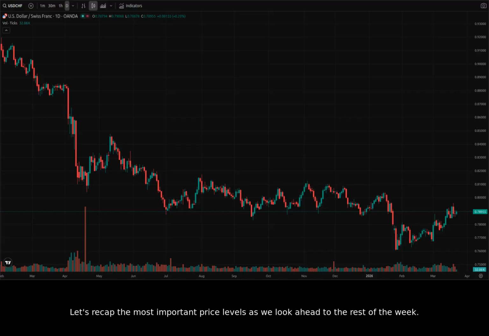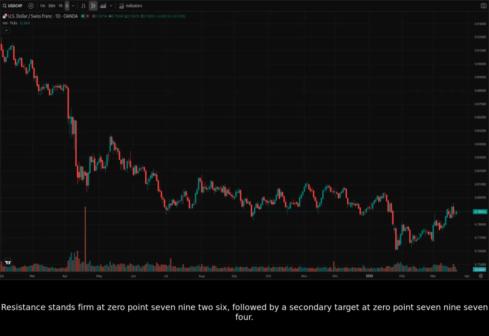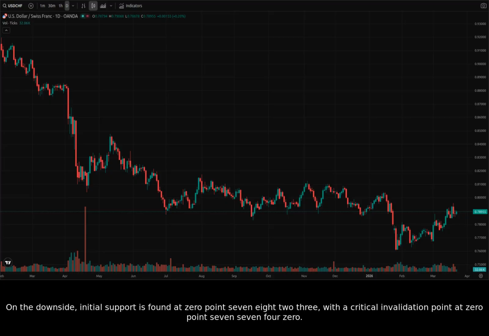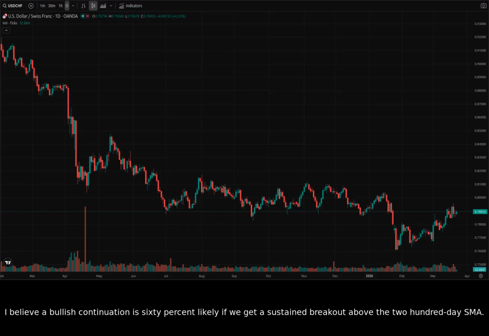Let's recap the most important price levels as we look ahead to the rest of the week. Resistance stands firm at 0.7926, followed by a secondary target at 0.7974. On the downside, initial support is found at 0.7823, with a critical invalidation point at 0.7740. I believe a bullish continuation is 60% likely if we get a sustained breakout above the 200-day SMA.